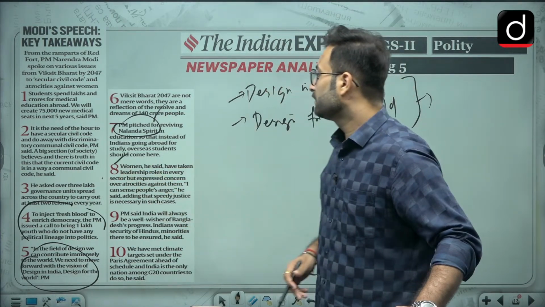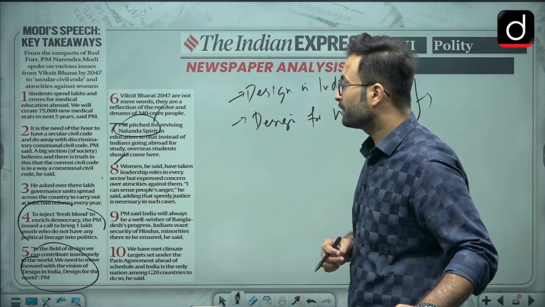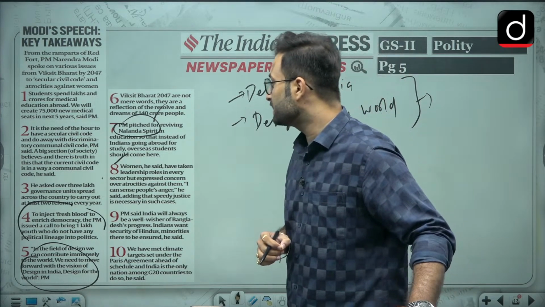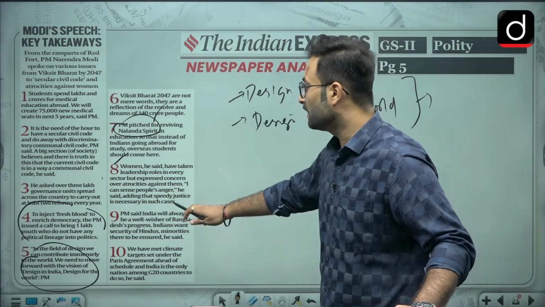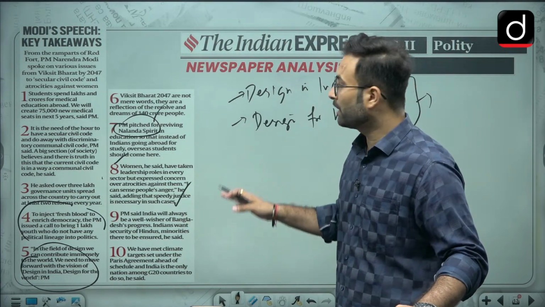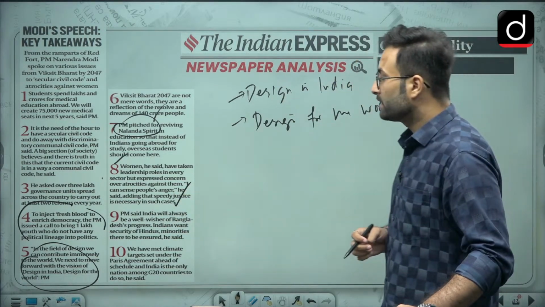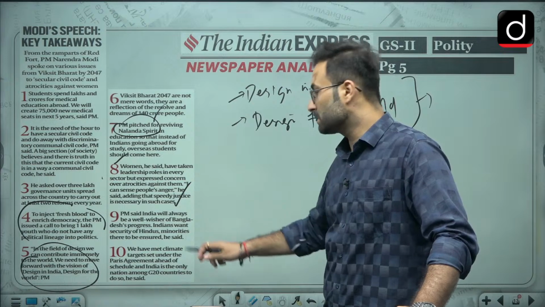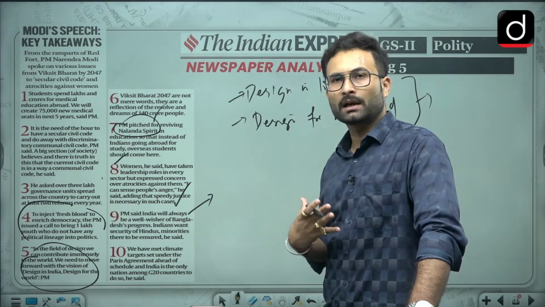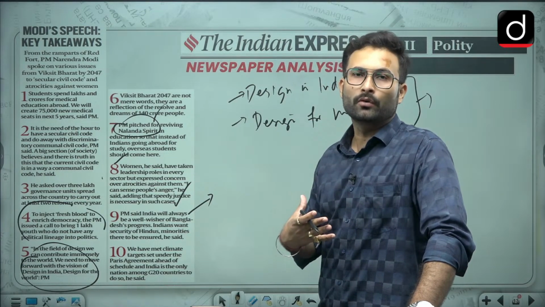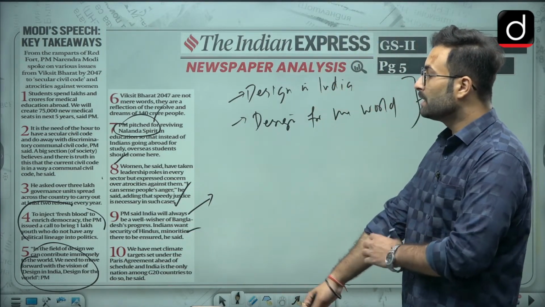Now, women, he said, have taken leadership roles in every sector, but he expressed concern over the atrocities against them. I can sense people's anger, he said, adding that speedy justice is a necessary step in such cases. Okay, so that was the mention made by him. The PM said India will always be a well-wisher of Bangladesh's progress, because recently there are certain issues going on in Bangladesh, and Bangladeshi Hindus have been violated over there. India wants the security of Hindu minorities to be ensured, he said.